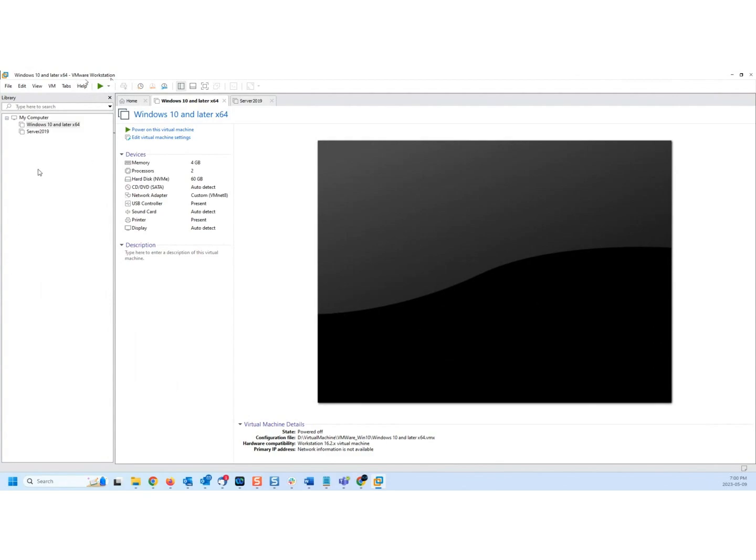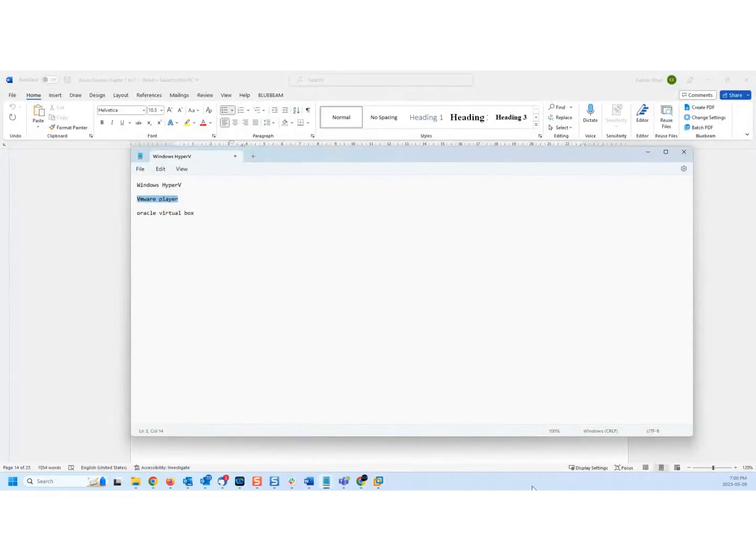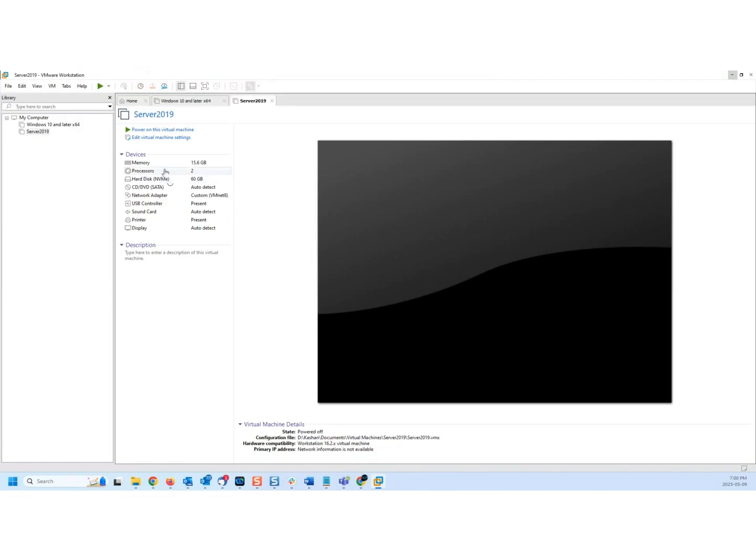But in a nutshell, I can create. So this is my host operating system that I'm currently working on. There is a software that I installed on this host operating system, which is called VMware, and VMware is actually hosting a guest operating system. So this is my guest operating system, which is my Windows Server machine and Windows 10 machine.